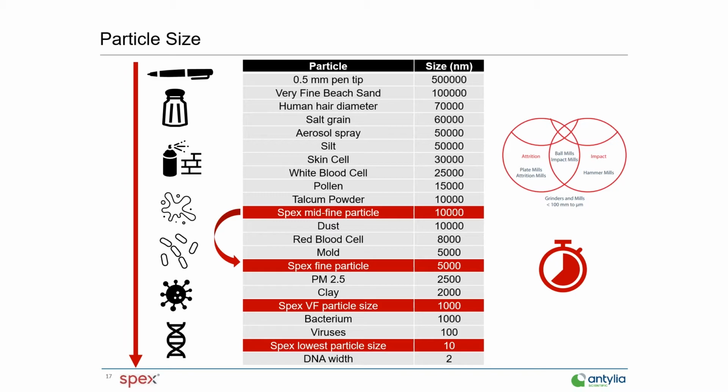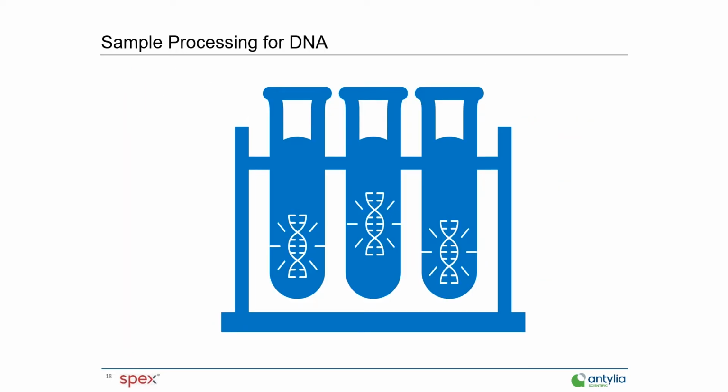So when you're going through the different sizes, you want to make sure that you create a program that gives you exactly the particle size, with the timing that you need, that you're aiming for. After you perform your homogenization and now you have your sample, you're going to process it for your DNA or your RNA analysis.